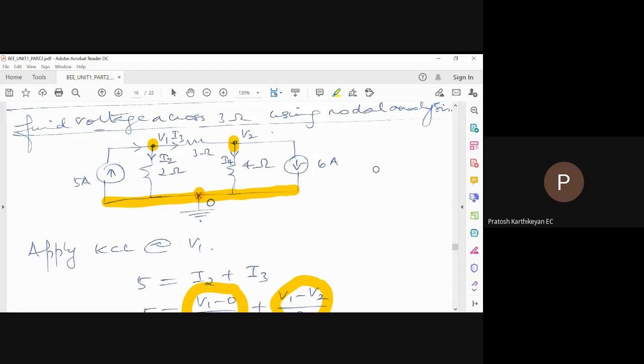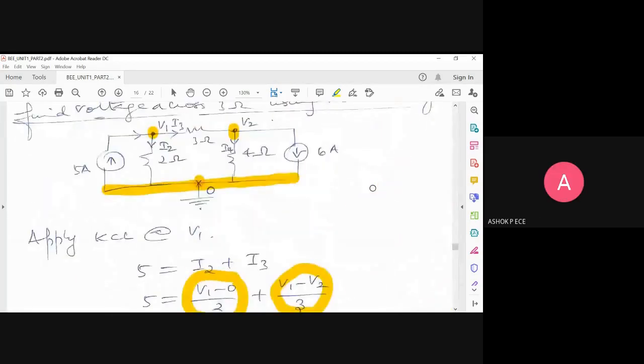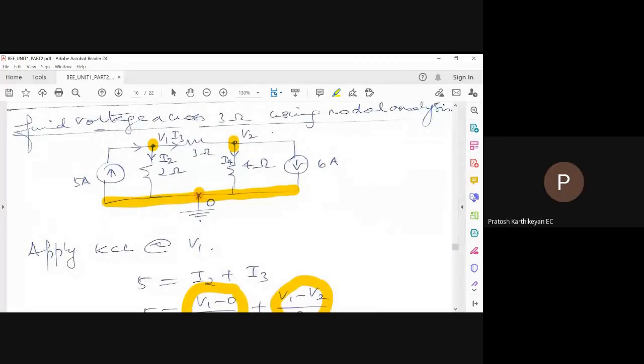V2 minus 0, that is ground, by 4 amperes. Actually 4 ohms. Yes, correct. Sir, I have a doubt. Sir, once I4 goes down, I5 goes that side. It should be I5 plus 6, no, sir.